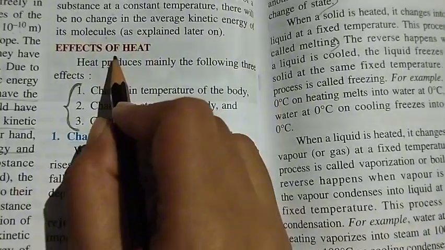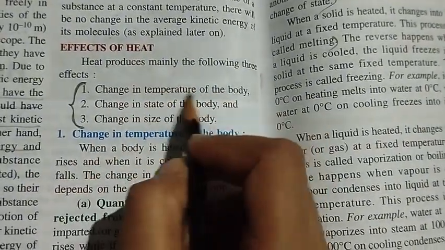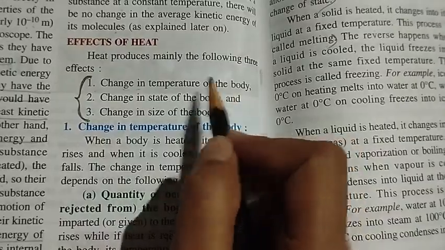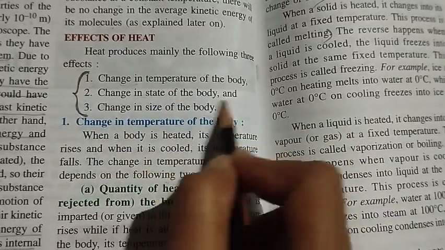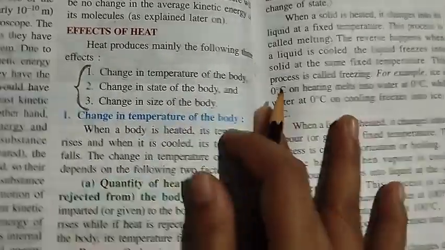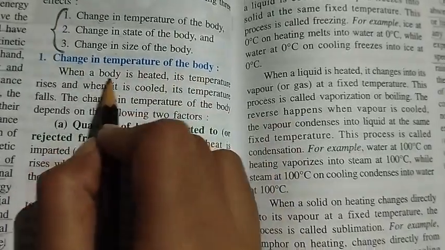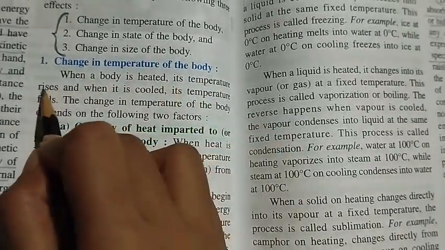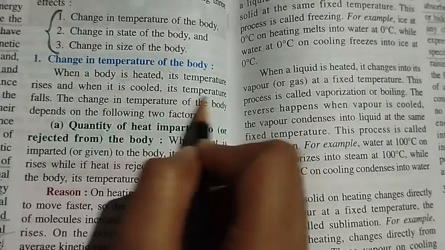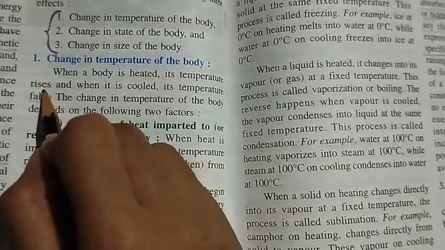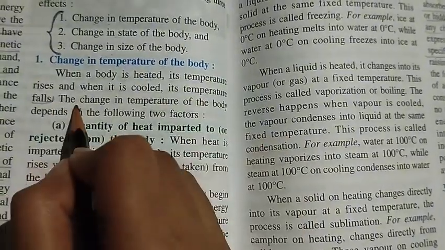Now, effects of heat. There are three effects of heat: number 1, change in temperature of the body; number 2, change in state of the body; and number 3, change in size of the body. What is point number 1? Change in temperature of the body. When the body is heated, its temperature rises, and when it is cooled, its temperature falls.